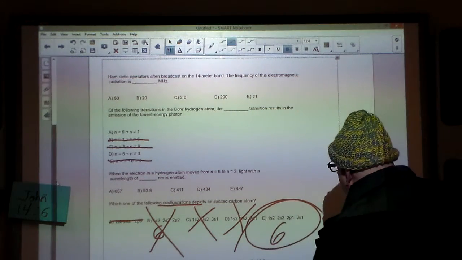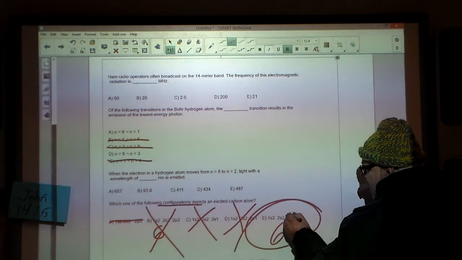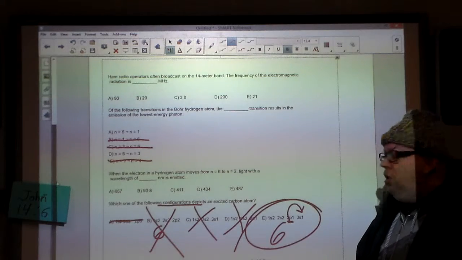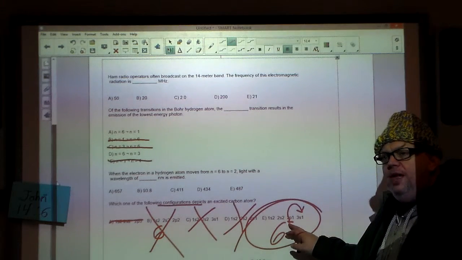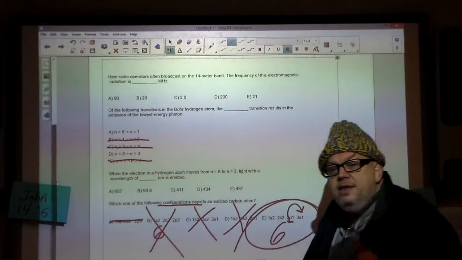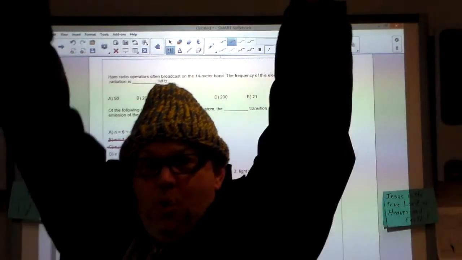Now, check this out. How do I know it's an excited carbon atom? Look where it says 2p1, and then all of a sudden here it is at 3s1. So you had a carbon that jumped off from level 2, sublevel p, into 3s. That is an excited carbon atom, an excited electron, woo!